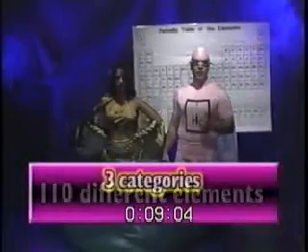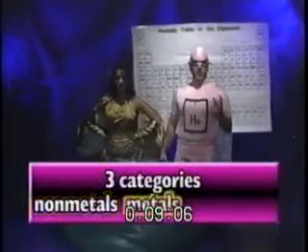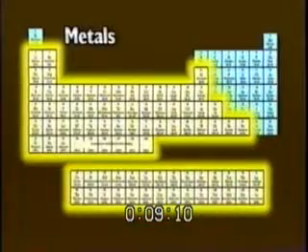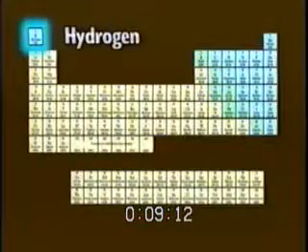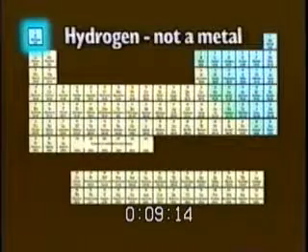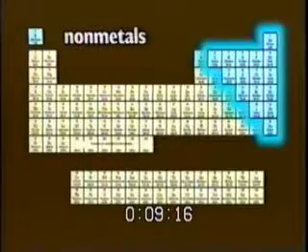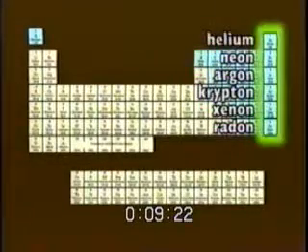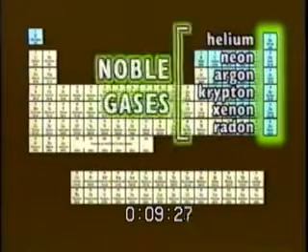The elements fall into three categories: nonmetals, metals, and metalloids. The metals are on the left side and in the middle of the table, with the exception of hydrogen, which is on the left side but is not a metal. The nonmetals are on the right, and the metalloids are in a narrow diagonal strip between the metals and the nonmetals. Neon, argon, krypton, xenon, radon, and helium are called noble gases.